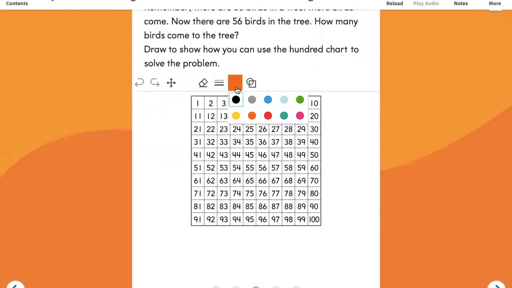So the first thing that we're going to do is let's pick a color and let's go ahead and circle our number 36. That's how many birds we start with. We know that there are 56 birds in the tree now. So I'm going to use another color and I'm going to hop on down to 56. 1, 2. So I jumped down 2 groups of 10, which is the same as 20, to get 56.